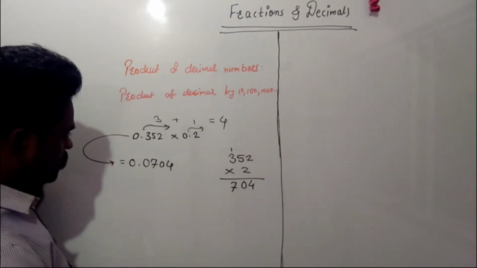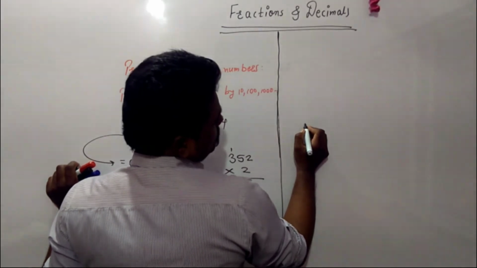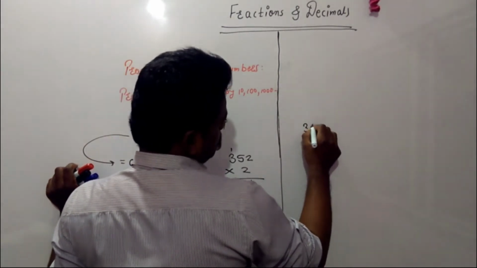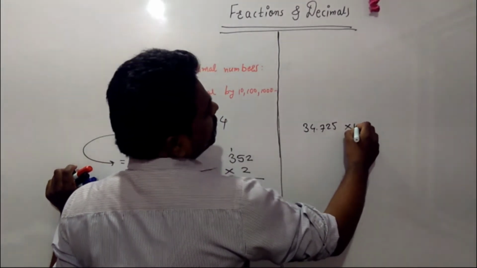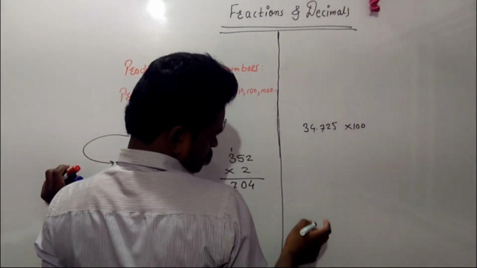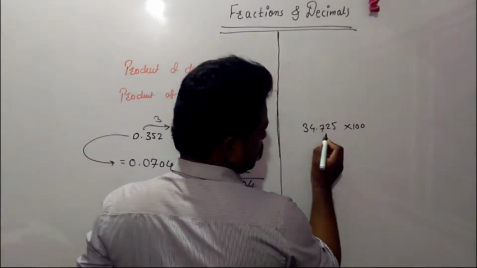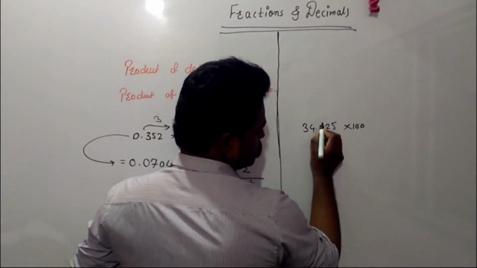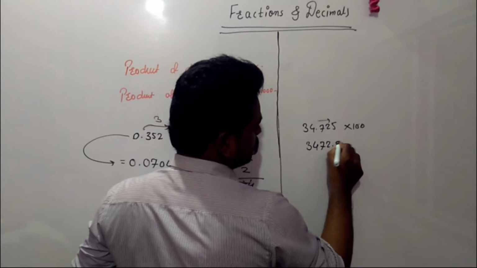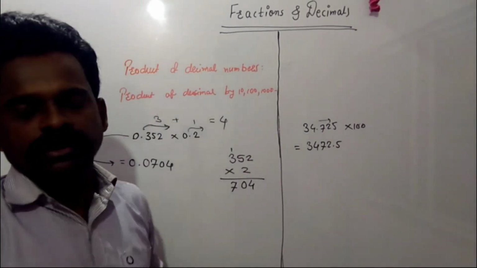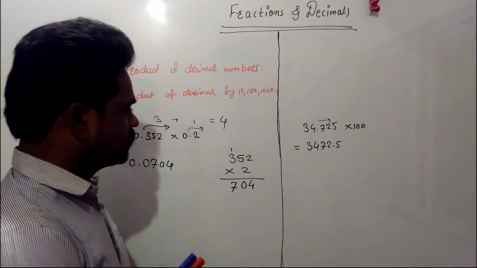And the next part which I had discussed was like this. Suppose 34.725 into 100 is there. We just need to shift our decimal point. How many zeros are there? 2 zeros. So shift it by 2 digits. That means 3472.5. This is the answer. Finish, no problem. Okay, fine. So that was the procedure.